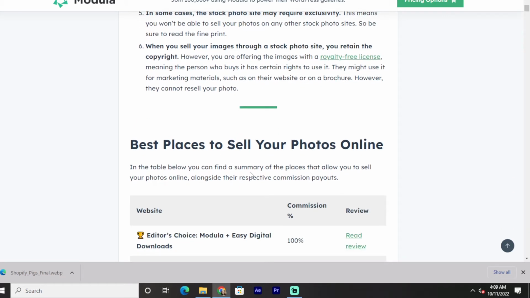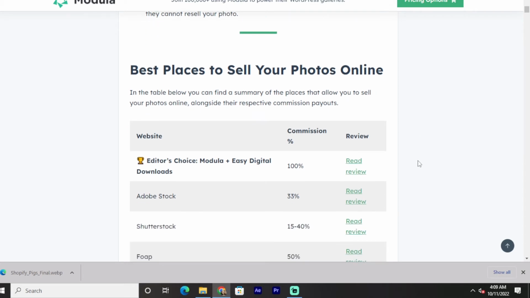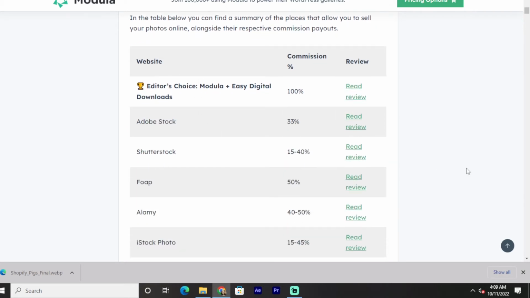Best places to sell your photos online. In the table below, you can find a summary of the places that allow you to sell your photos online alongside their respective commission payouts. Website name, Editor's Choice, plus easy digital downloads, commission percentage, and reviews. So Adobe Stock is 33% commission, with reviews to read.